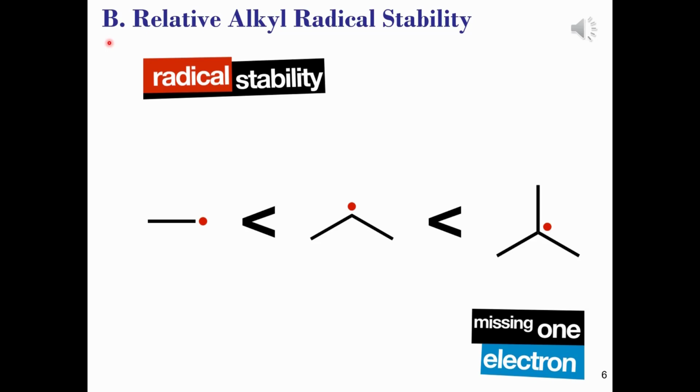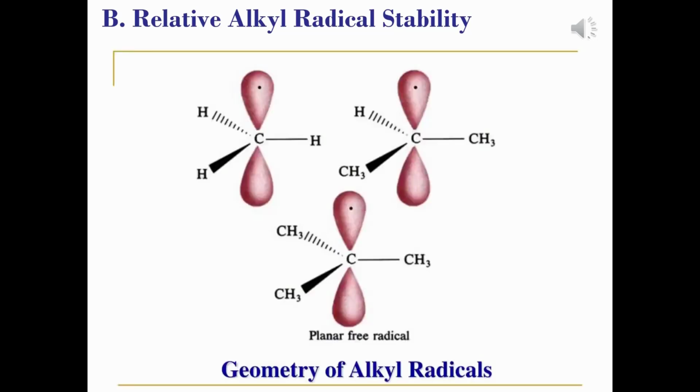So alkyl radicals are formed by the homolytic cleavage of a carbon-hydrogen bond, and when this happens the unpaired electron is placed into a p orbital, and the carbon atom with that p orbital adopts a trigonal planar geometry. And this is the same as a carbocation.